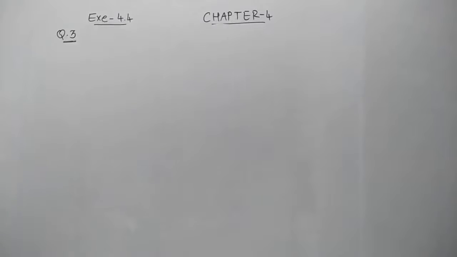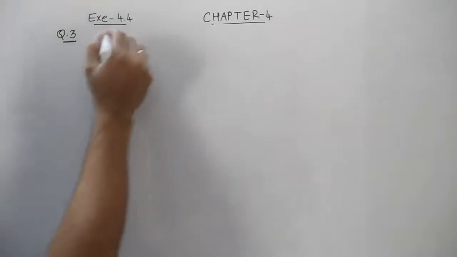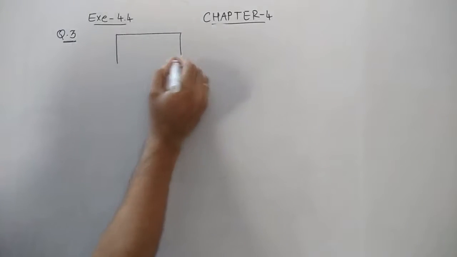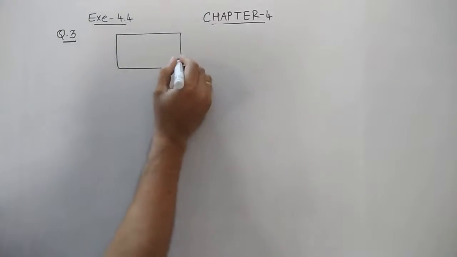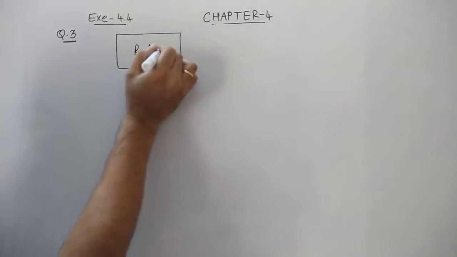Let's do the next question. Question number 3. This is the problem sum. It is given, is it possible to design a rectangular mango grove whose length is twice its breadth? So we have to construct a rectangular shape. It's given that. And look at the condition. It's a rectangular shape.